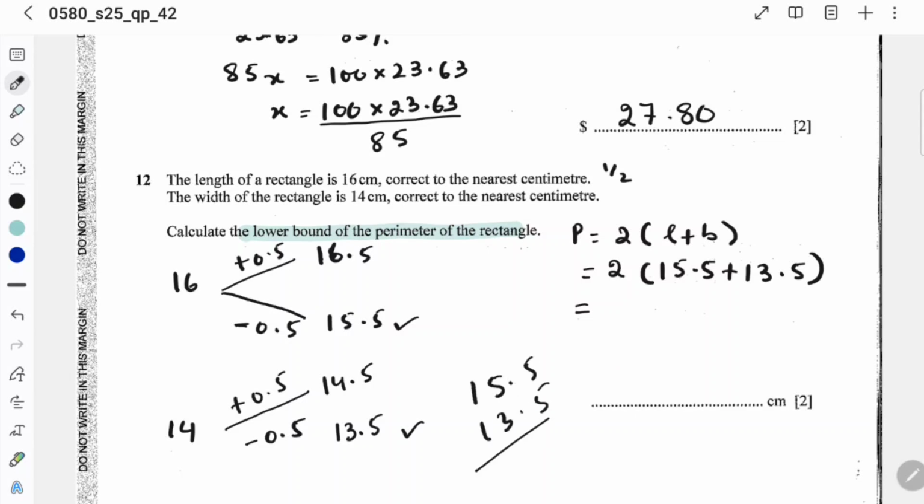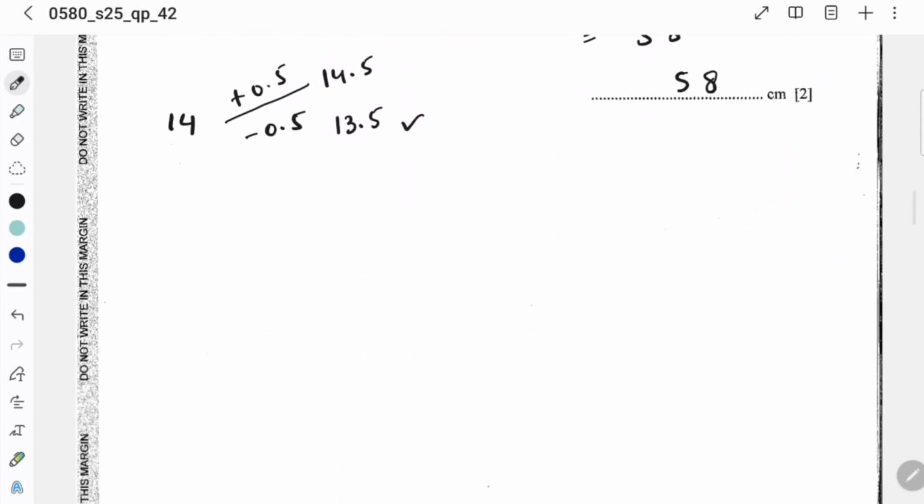You can use a calculator also. 29 only. Alright, so that is 29. 2 times 29 is equal to 58, the double number of it. So 58 centimeter is the lower bound of the perimeter of the rectangle which is given in the question.